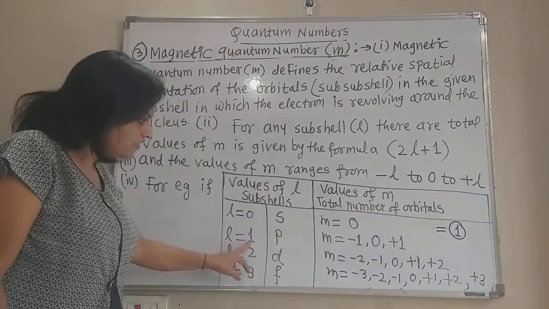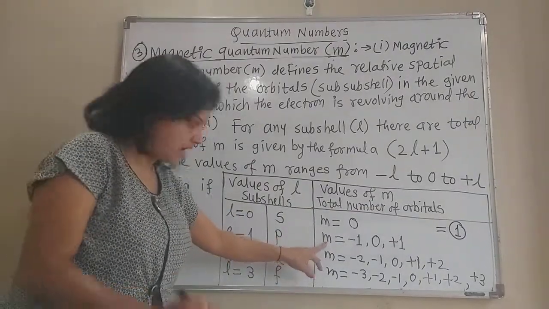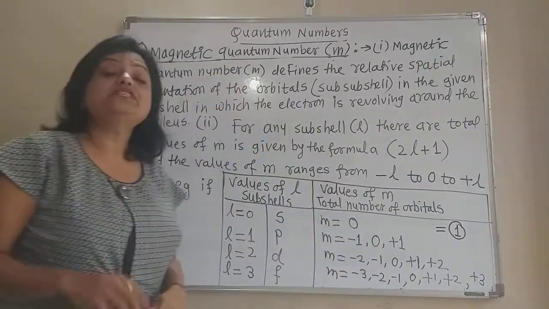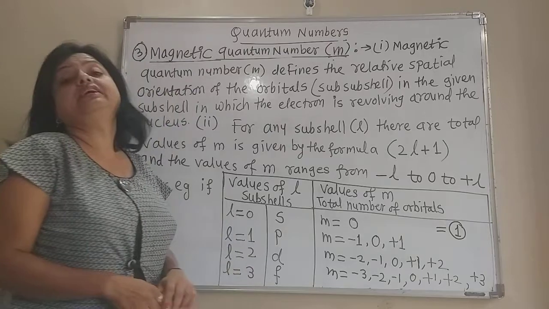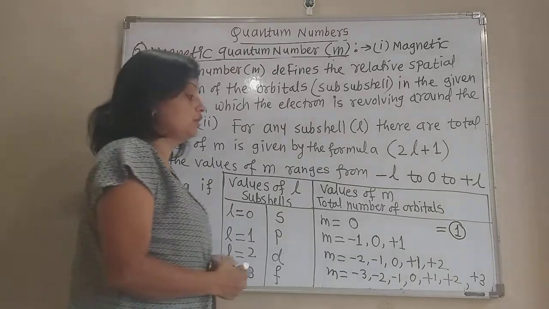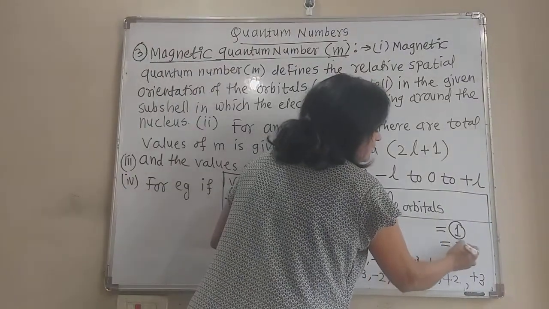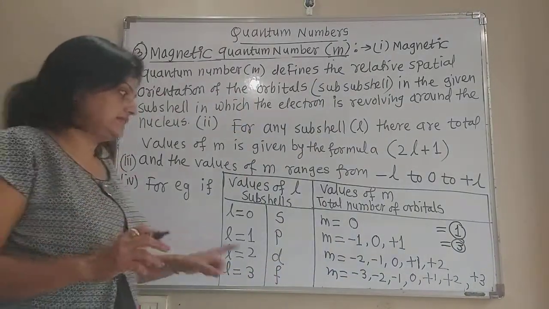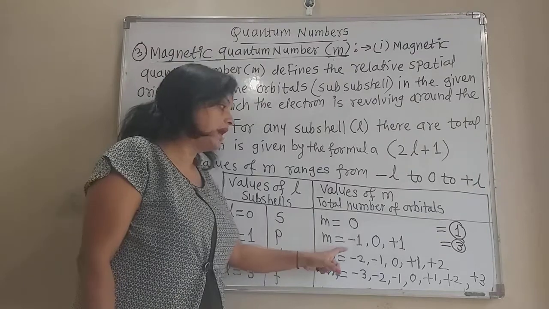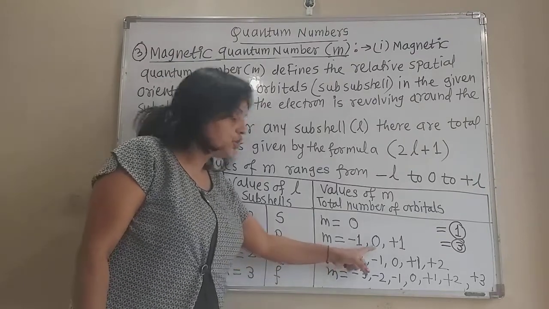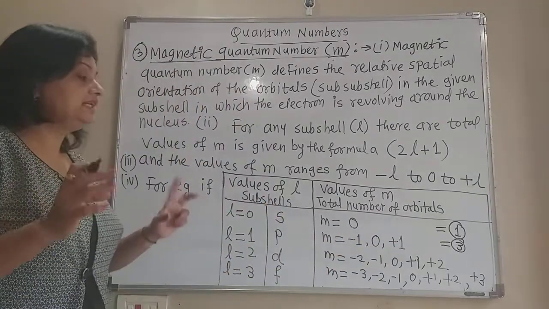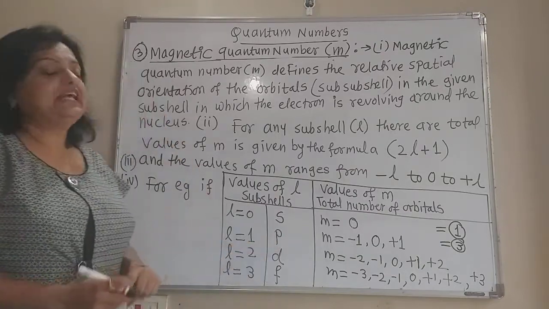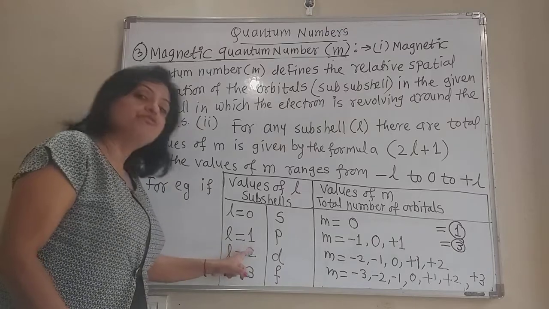If L is equal to 1, then the values of M are minus 1, 0, plus 1. That means in the P subshell there are 3 orbitals in total, and the values of those orbitals, that is the values of the magnetic quantum number, are minus 1, 0 and plus 1. Totally there are 3 orbitals in the P subshell having L equal to 1.